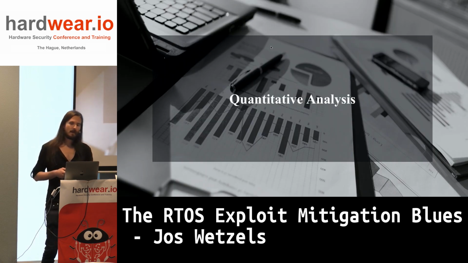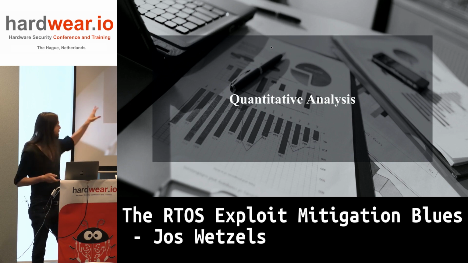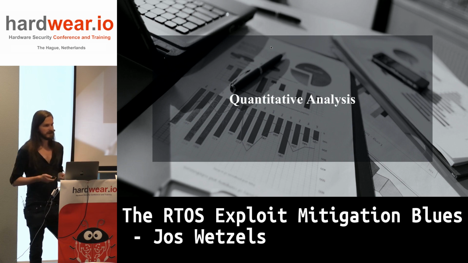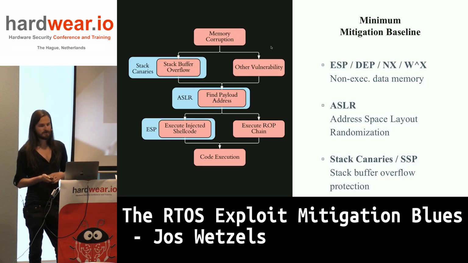So in order to get a little bit of a better picture than a couple of hand-picked examples, I did a quantitative analysis of the current state-of-the-art of embedded exploit mitigation adoption. And here I basically composed a minimum baseline of what I think the absolute minimum in exploit mitigation should be.